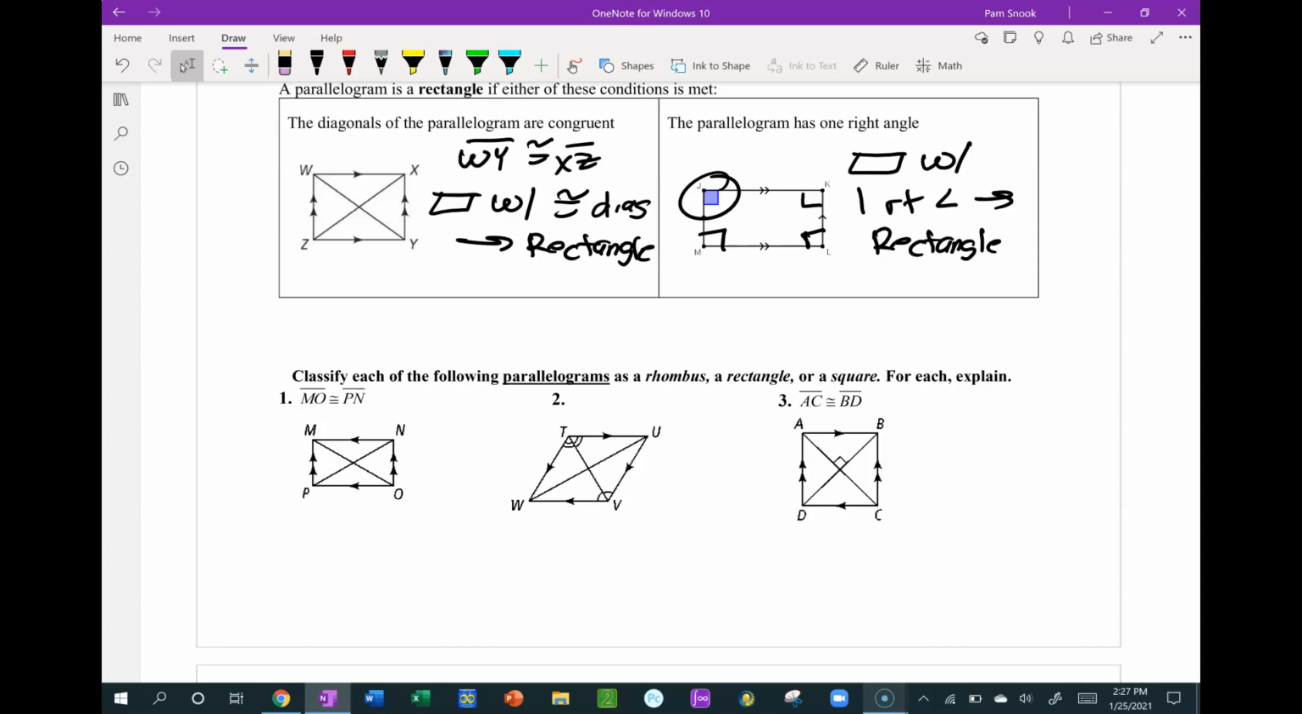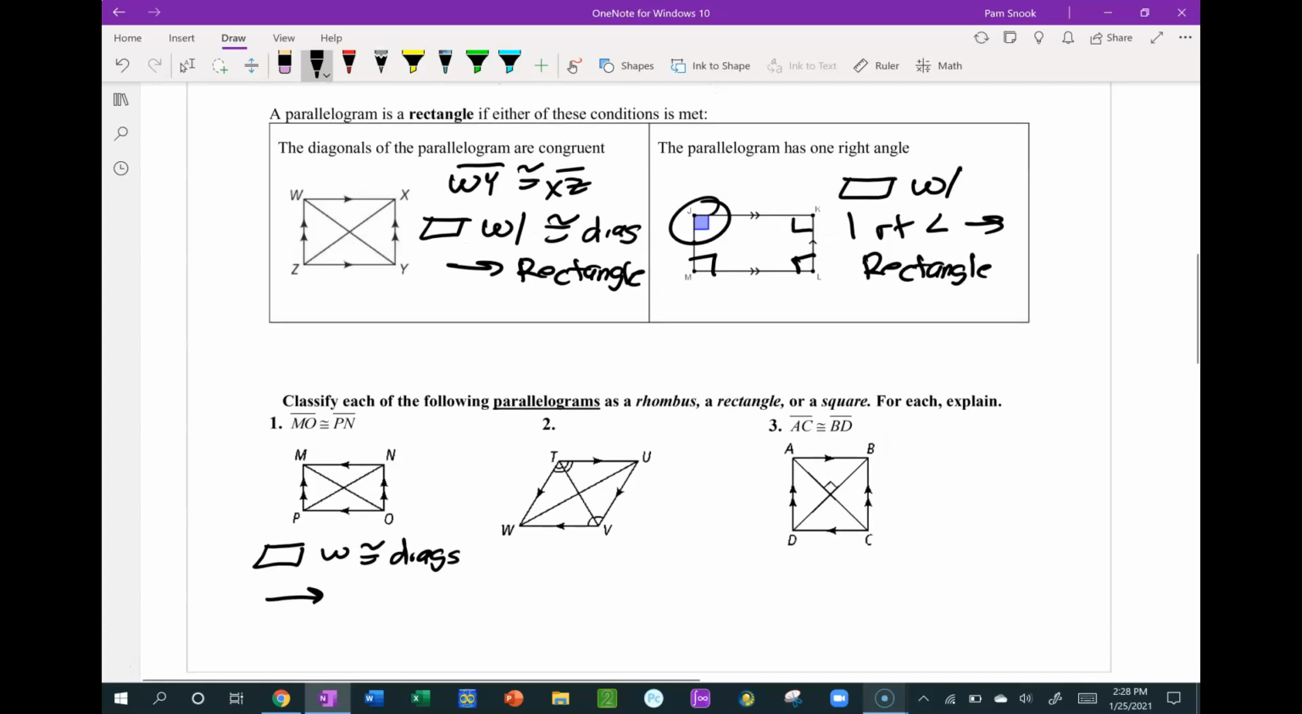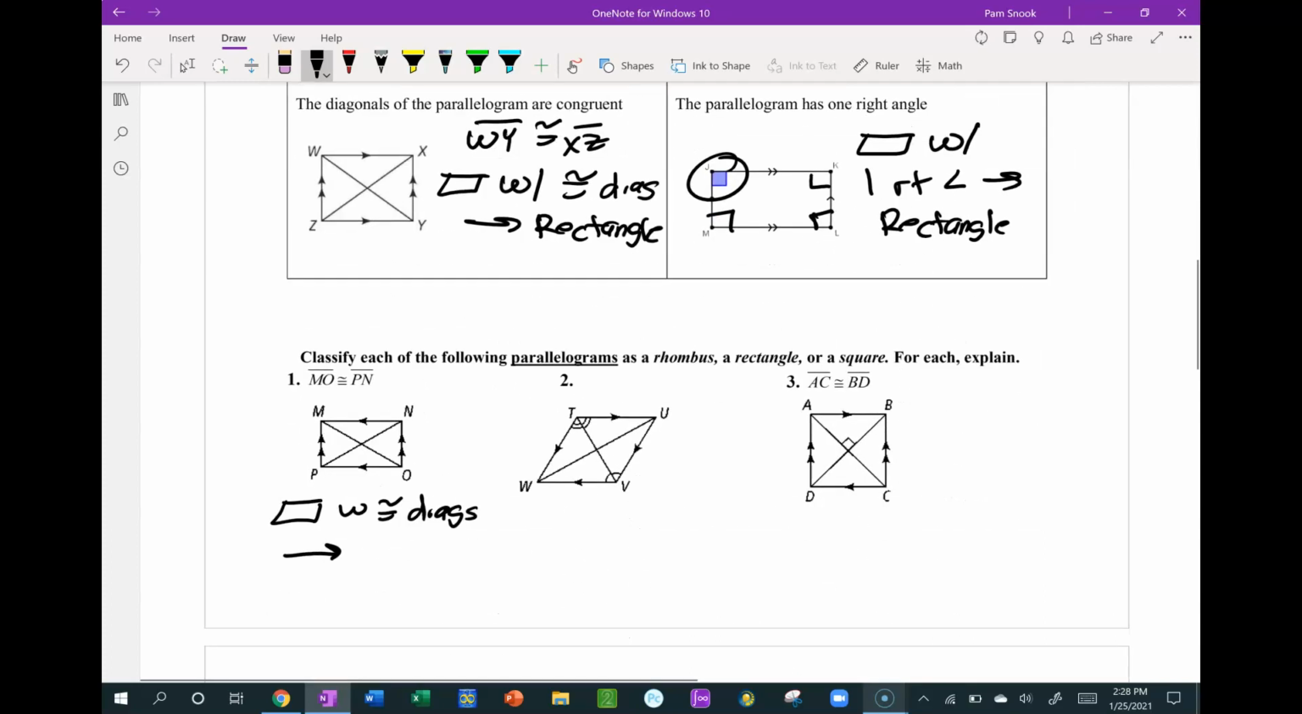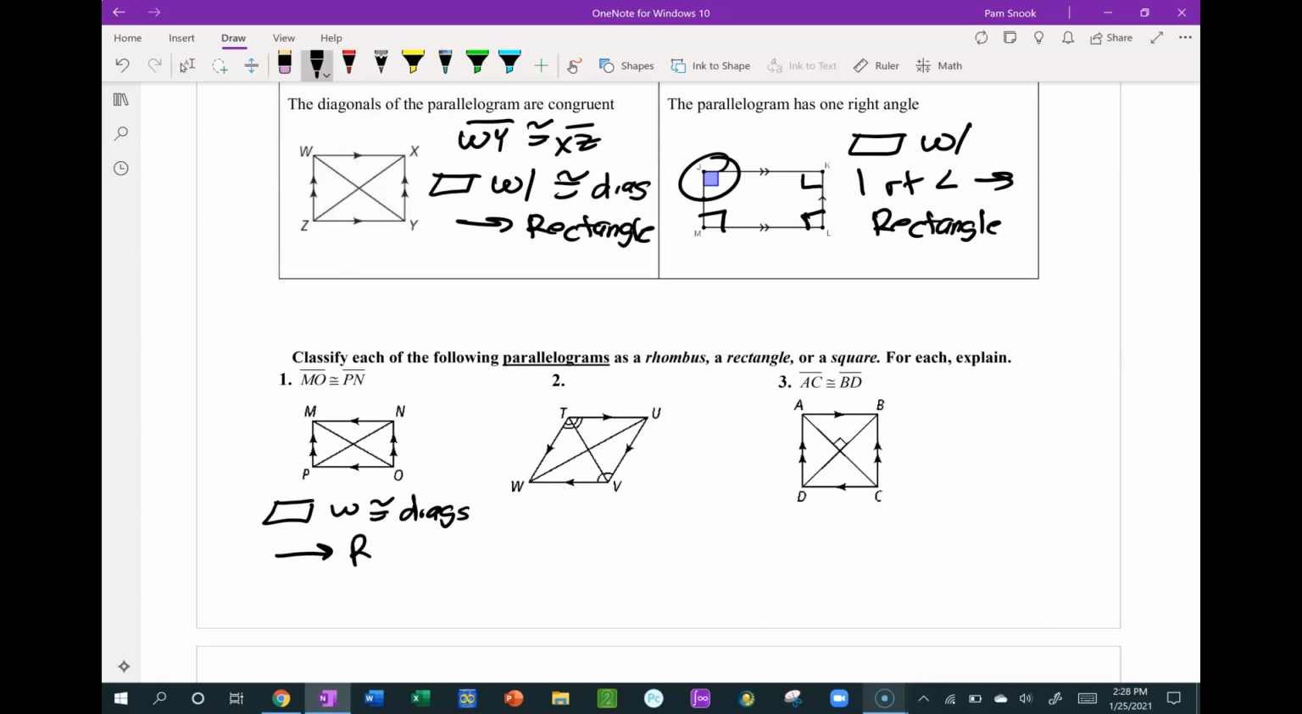So number one, I'm told that MO is congruent to PN. Those are diagonals. So I have a parallelogram with congruent diagonals. That implies, just go back if you can't remember, just look at this little chart here. Diagonals are congruent, that's a rectangle. So this one is a rectangle. And the fact that we put in the justification counts for our explain.